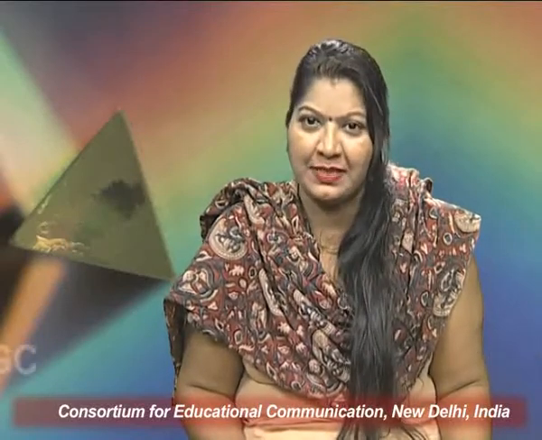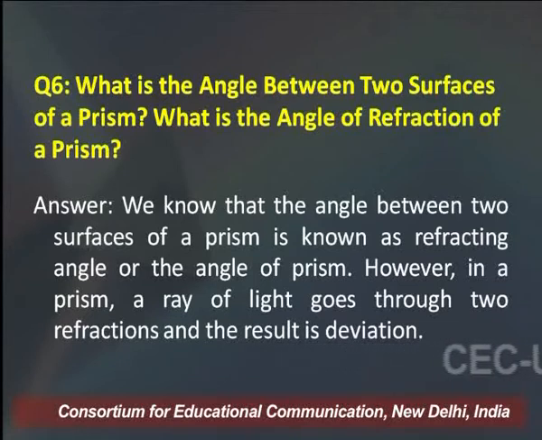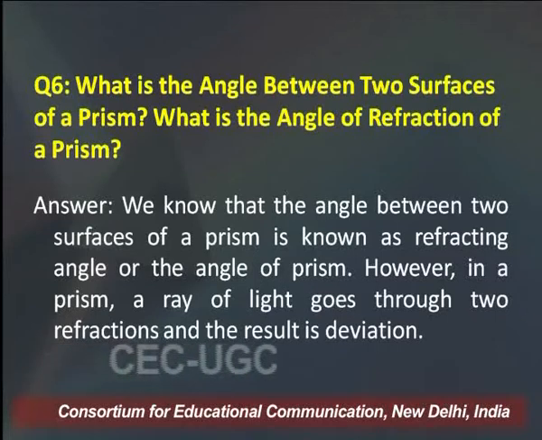Then what is another caution? What is the angle between the two surfaces of the prism? What is the angle of refraction of the prism? We know that the angle between the surfaces of the prism is known as the refracting angle of the prism. When the light ray passes through the prism, it goes through two refractions, and the result is the deviation.